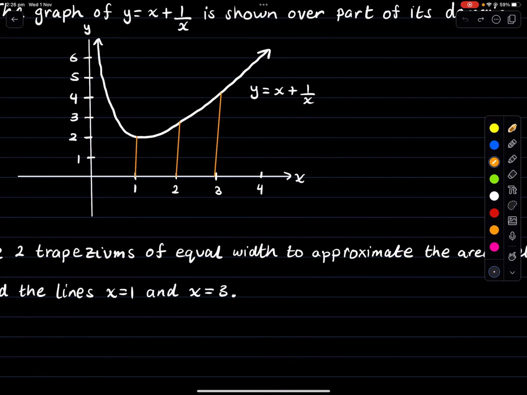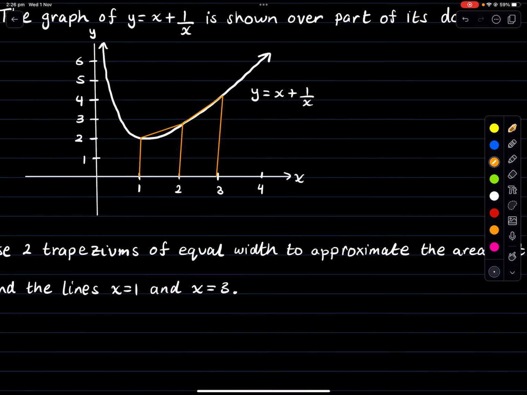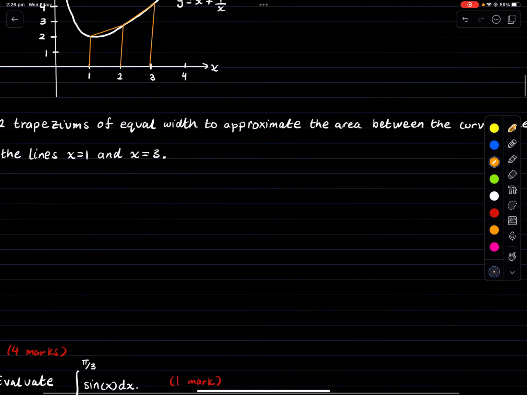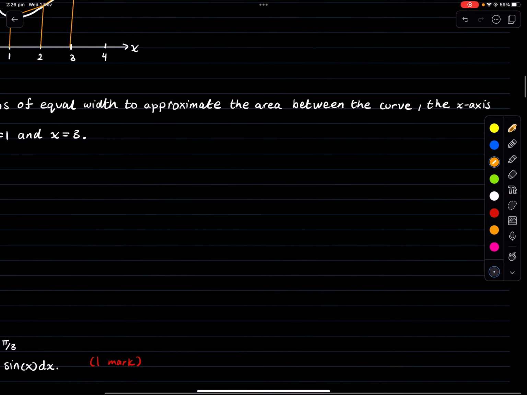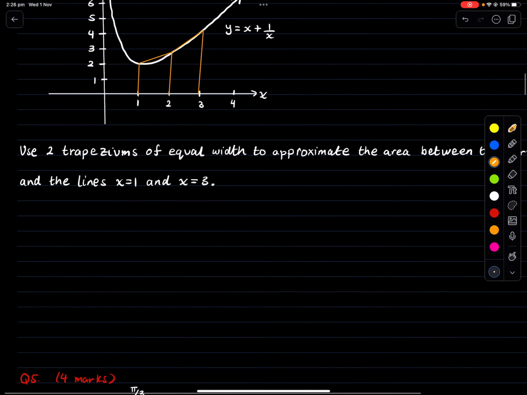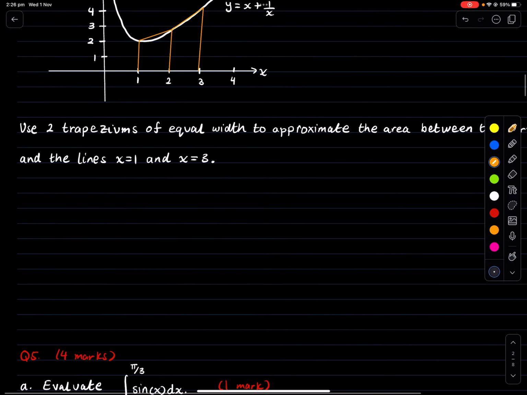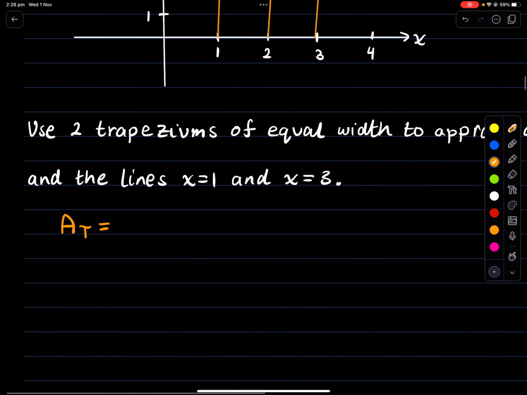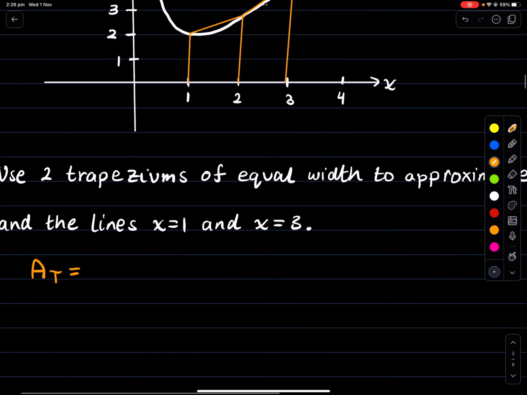And we're just going to draw these trapeziums. Now use the trapeziums of equal width to approximate the area between the graph and the x-axis. To approximate it, the best way that I would write it is, the area of the trapeziums is equal to, what's the width of each trapezium?